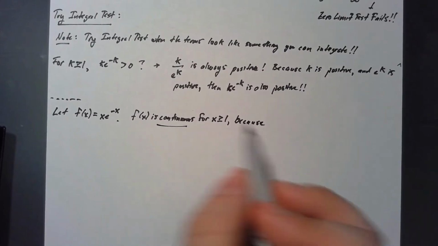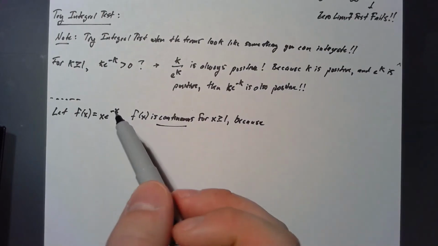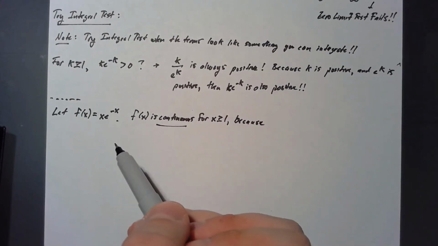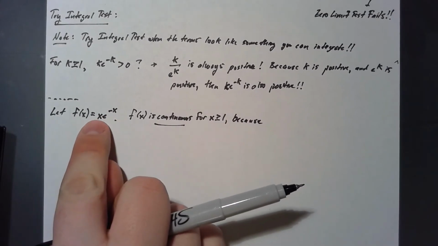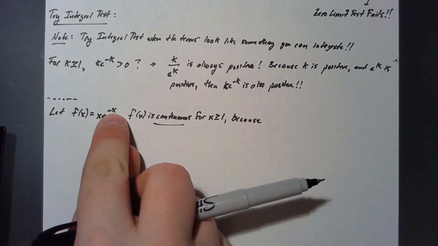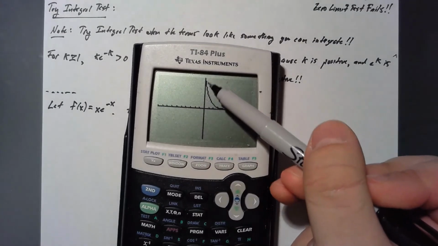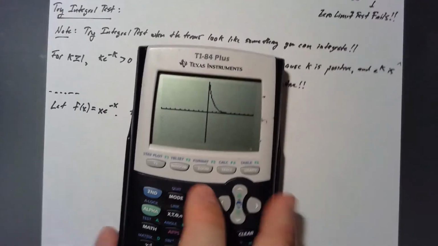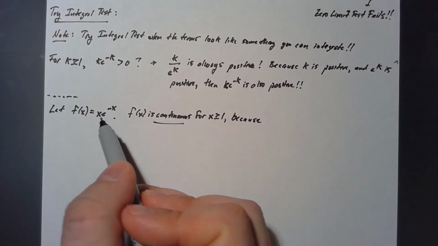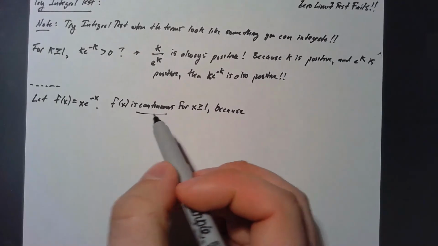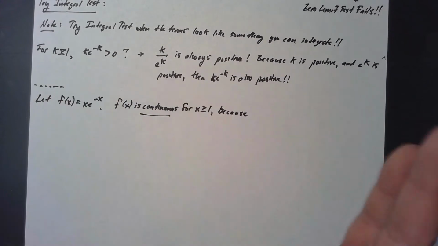what do you know about continuous functions? From Calc 1, functions are continuous on their domain, right? So if I looked at x, what's the domain of x? All real numbers. What's the domain of e to the negative x? The domain is all real numbers, right? So their product is also all real numbers. So it's certainly continuous for 1 to infinity. That's a smaller set than all real numbers.